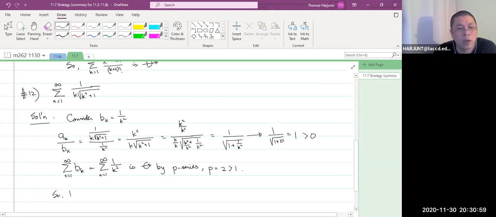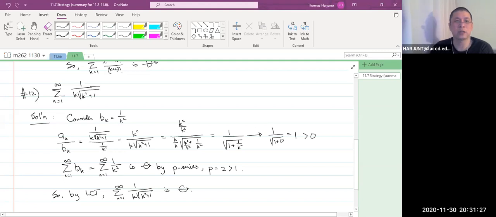by the limit comparison test, this series, which series? You need to be explicit: 1 over k square root of k squared plus 1, is convergent, right? But that's the first solution. You know I work hard.